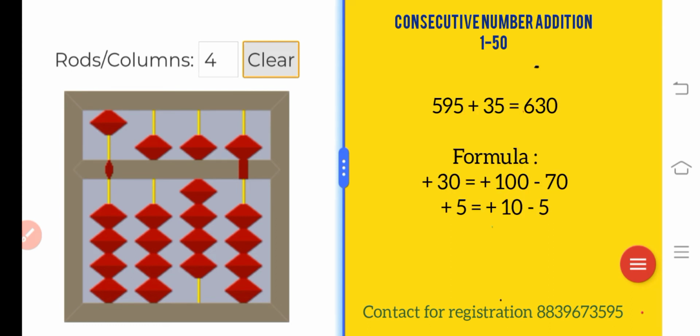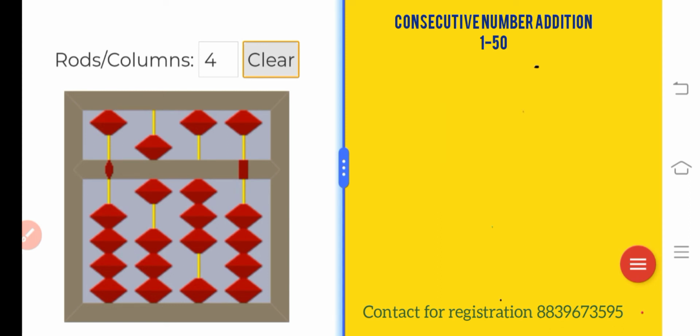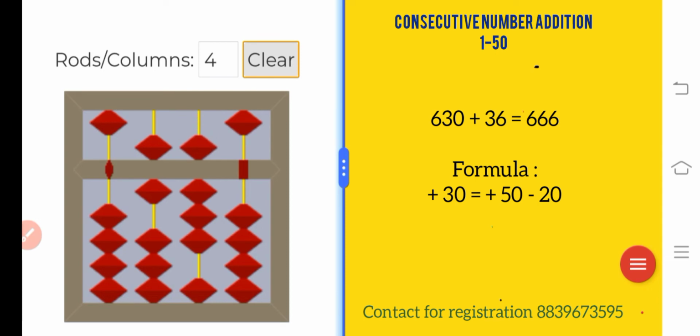For 35, first we will add 30, that is plus 100 minus 70, and for 5, that is plus 10 minus 5. What we get the answer? We get 630. For 36, we will add plus 50 minus 20, and for 6, it's very simple. We will add directly. We get answer 666.